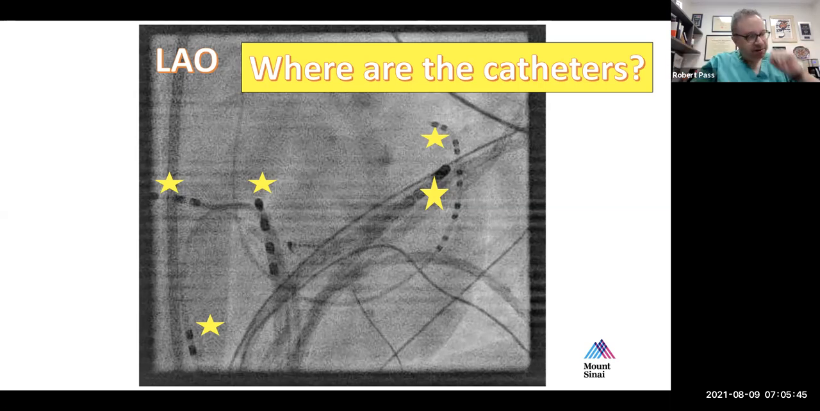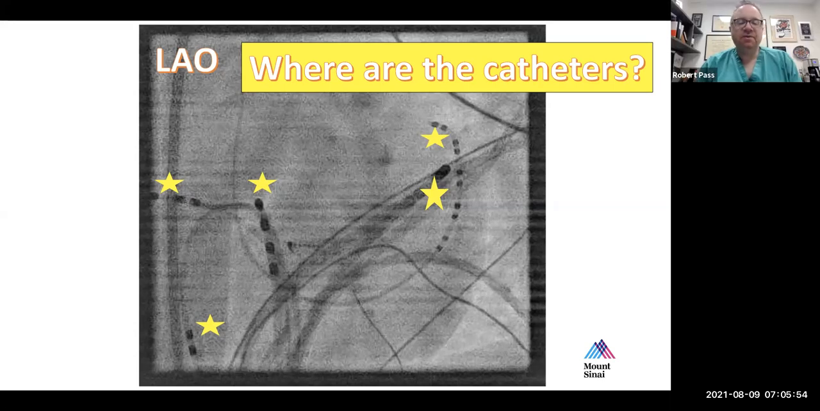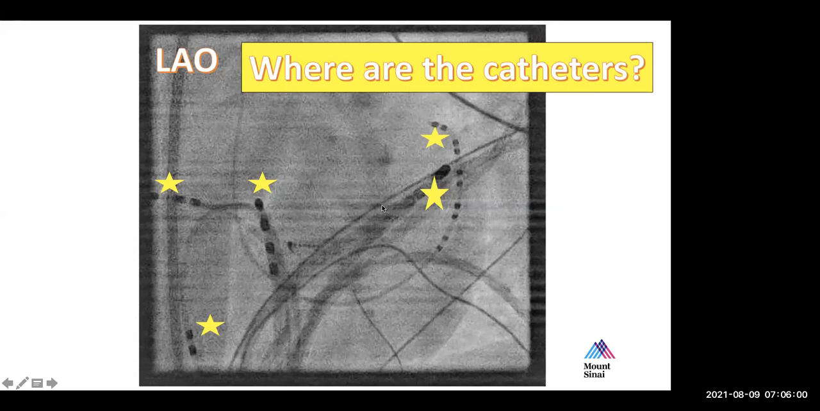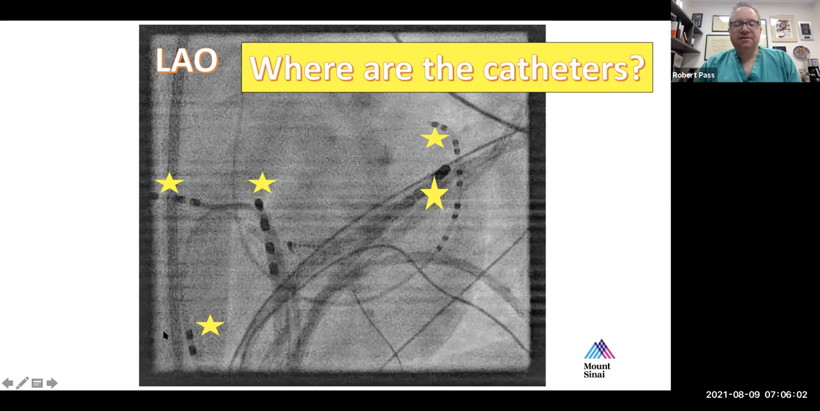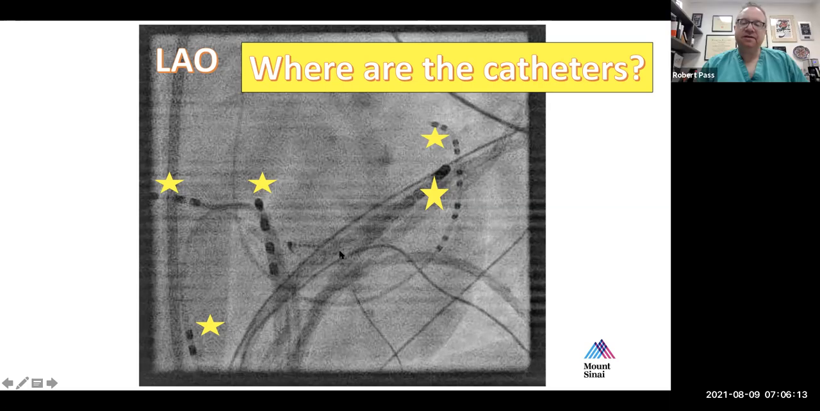Any other thoughts? While we're waiting on that one, what do you think this is here? This is the easiest one. Is it our RV? Are you talking about this or this? Let's see here, we're LAO. So I think that the lower one would be in the RV, the one that I was talking about before. Yeah, that's correct. And what do you think about this catheter here?